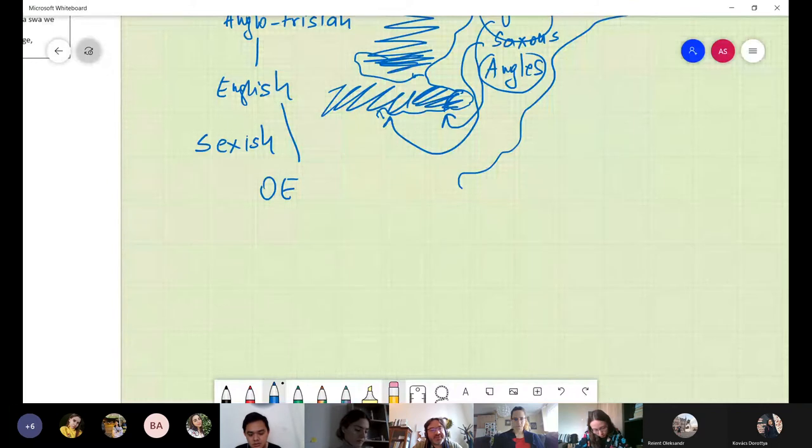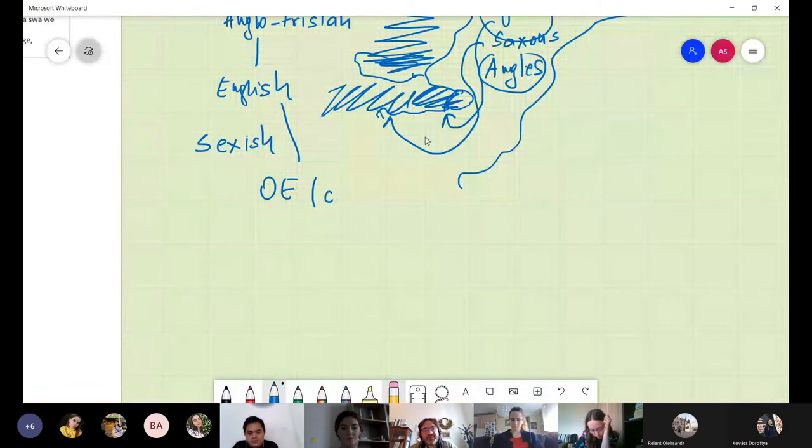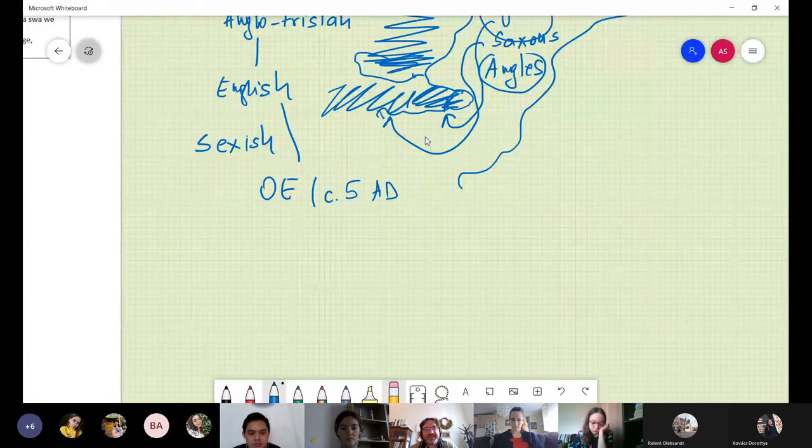Now, does anybody know when these three tribes roughly decided to settle on the British Isles? Which century? Actually, an Old English scribe gives us an exact year, but we can never actually be sure about that. Does anybody know? It's 449. So this is the 5th century, the middle of the 5th century. Of course, we are talking about AD, or Common Era. So Old English starts from around the 5th century AD.